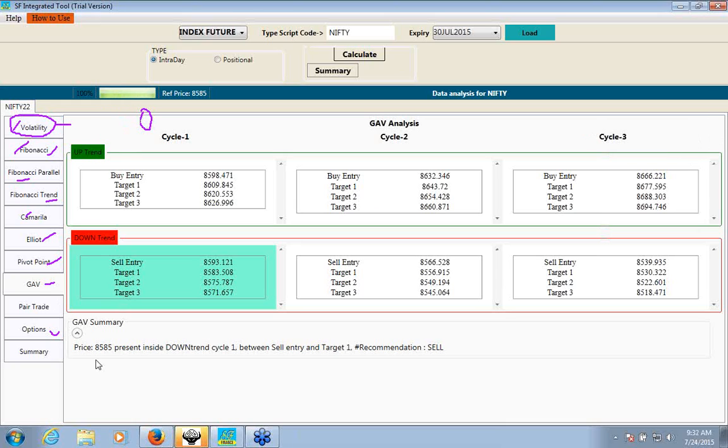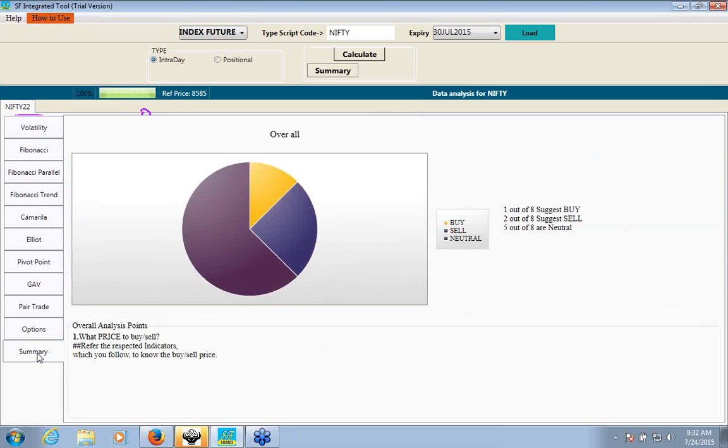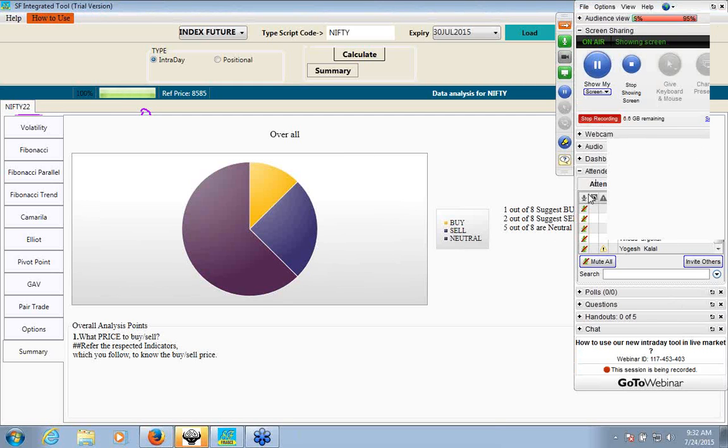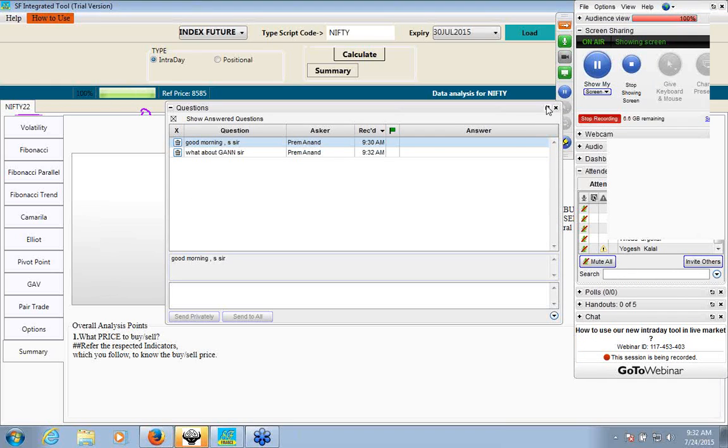We have also given a graphical presentation of all the analysis in the summary tab. If you click on the summary tab, you will see how many studies are recommending you to buy and how many studies are recommending you to sell. So in one click, you are able to make the trade decision. With only one click itself, you will get all your trade decisions.